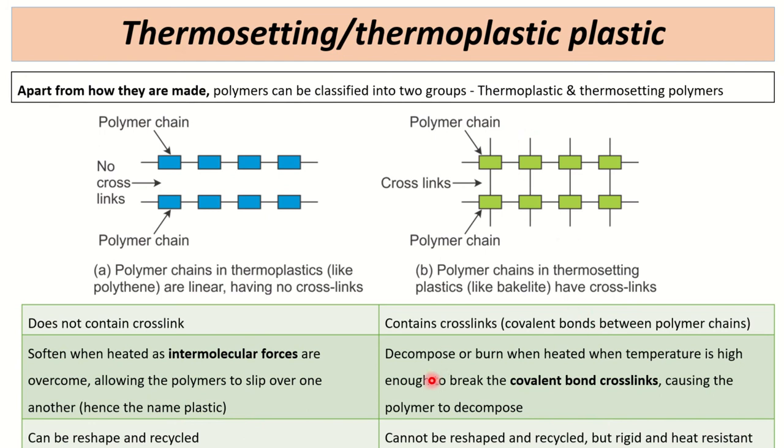With thermosetting polymers, it decomposes or burns when heated, when the temperature is high enough to break the covalent cross-links, causing the polymer to decompose. This cannot be reshaped or recycled, but it is quite rigid and heat resistant, so you can see how different polymers can react to different styles of heat.